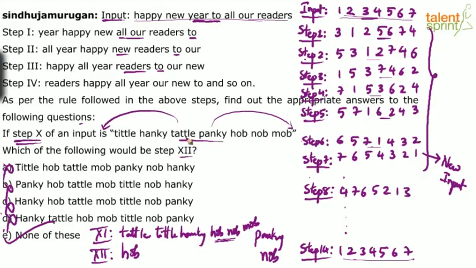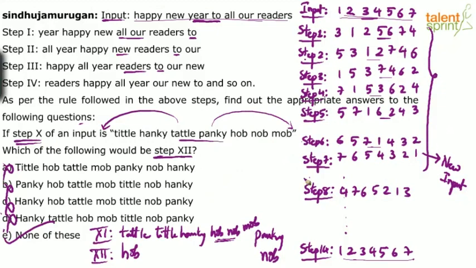So you know that step 12 will be reverse of what? Step 5. Step 12 will be reverse of step 5. Step 5 is what? 5, 7, 1, 6, 2, 4, 3. So step 12 should be reverse of step 5, which is 3, 4, 2, 6, 1, 7, 5. But step 5 is not known to us. Step 10 is known to us.